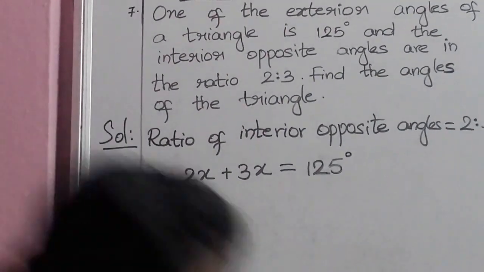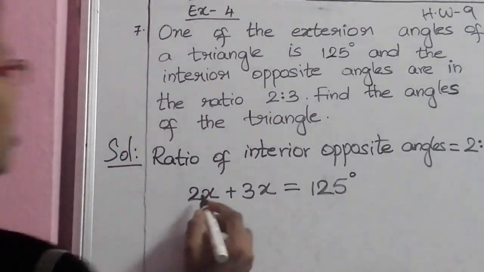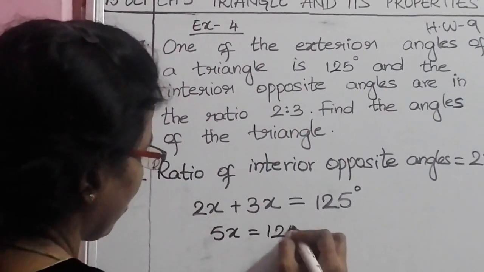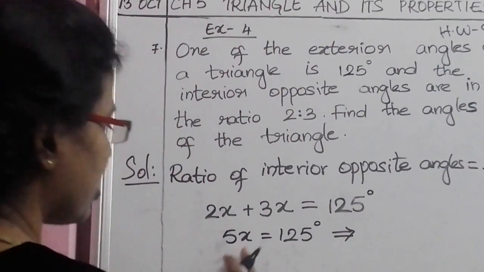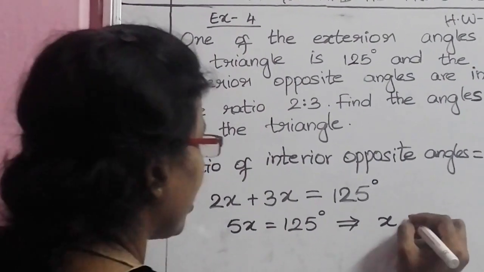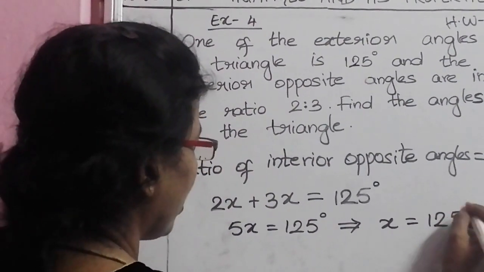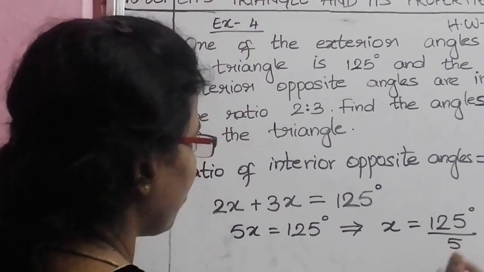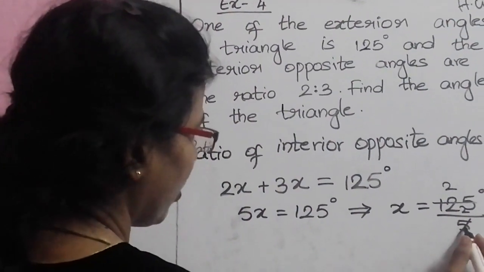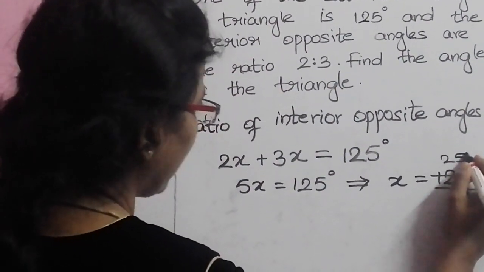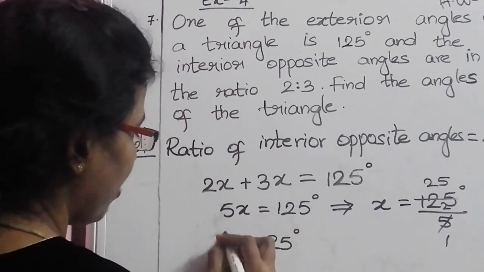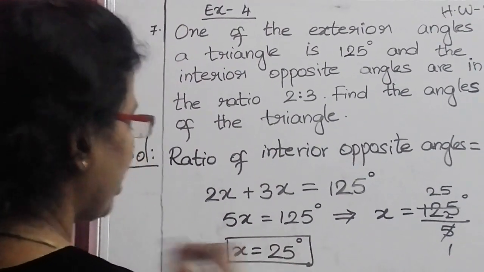Now let us try to find out the value of x. 2x plus 3x is 5x, which is equal to 125 degrees. This implies x, multiplication, when it goes to the other side, it becomes division. 125 degrees divided by 5. Now cancel. 5 ones are 5, 5 twos are 10, 2 is the remainder, 25. 5 table, 5 fives are 25. You got the value of x as 25 degrees.